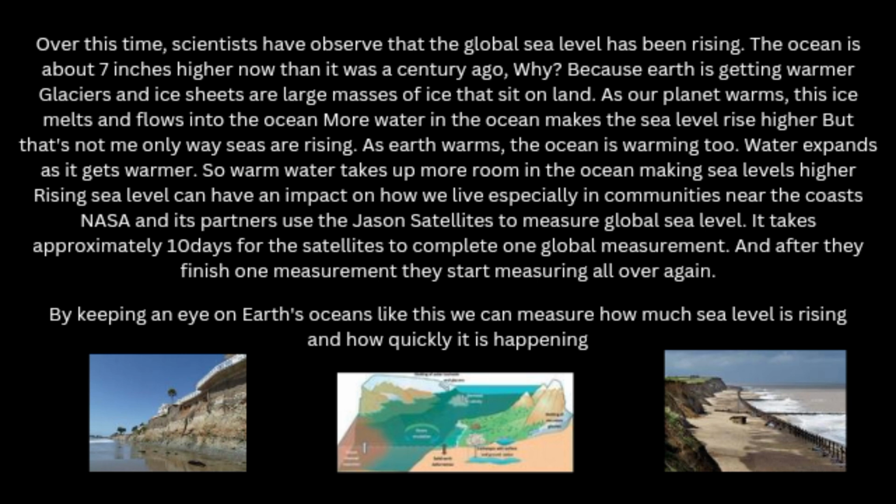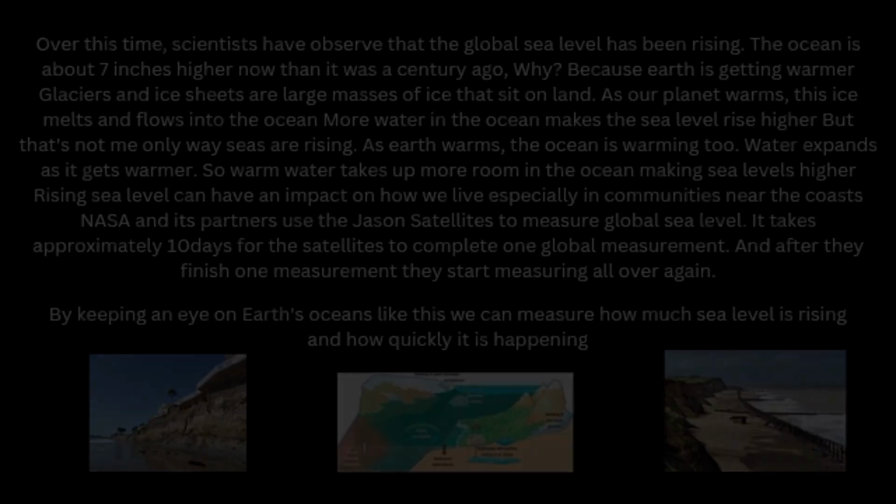Rising sea levels can have an impact on how we live, especially in communities near the coast. NASA and its partners use the Jason satellites to measure global sea level. It takes approximately 10 days for the satellites to complete the global measurement, and after they finish one measurement, they start measuring all over again. By keeping an eye on Earth's oceans like this, we can measure how much sea level is rising and how quickly it is happening.